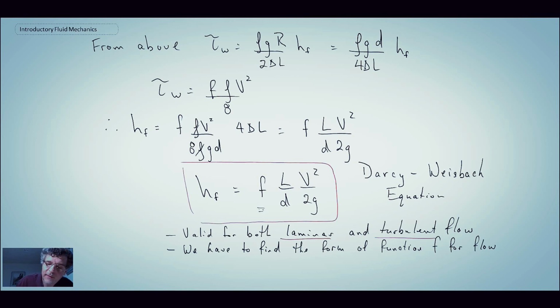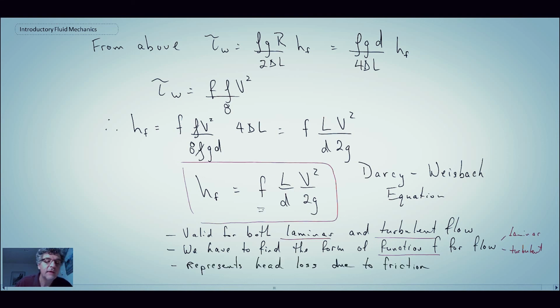Our next step is to determine the form of the function f for flow. And when I say for flow, that could either be laminar or it could be turbulent. And we will find that f does vary depending on whether it's laminar or turbulent. And what this term does is it represents head loss in a pipe due to friction. Okay, so that's the Darcy-Weisbach equation, a very important equation in pipe flow.